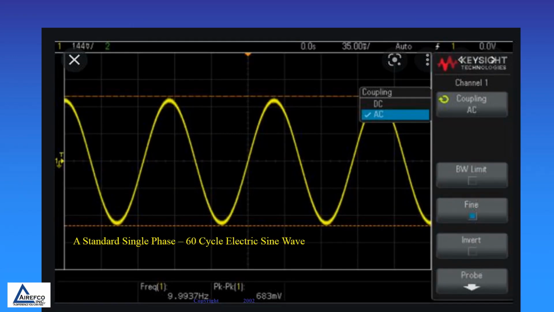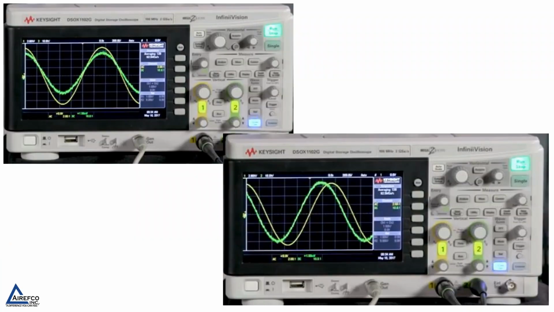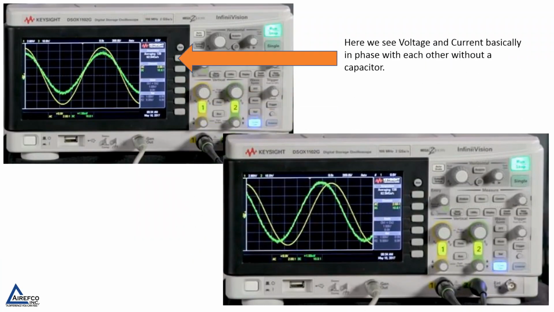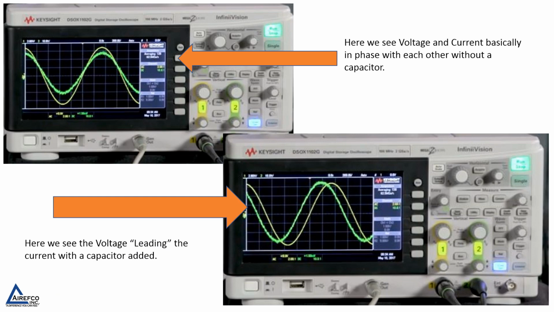This is a standard single-phase 60-cycle electric sine wave as seen on an oscilloscope. Let's see what a capacitor does to this sine wave. Here we see the voltage and the current basically in phase with each other without a capacitor. And here we see the voltage leading the current with a capacitor added, the phase shift that we talked about earlier.